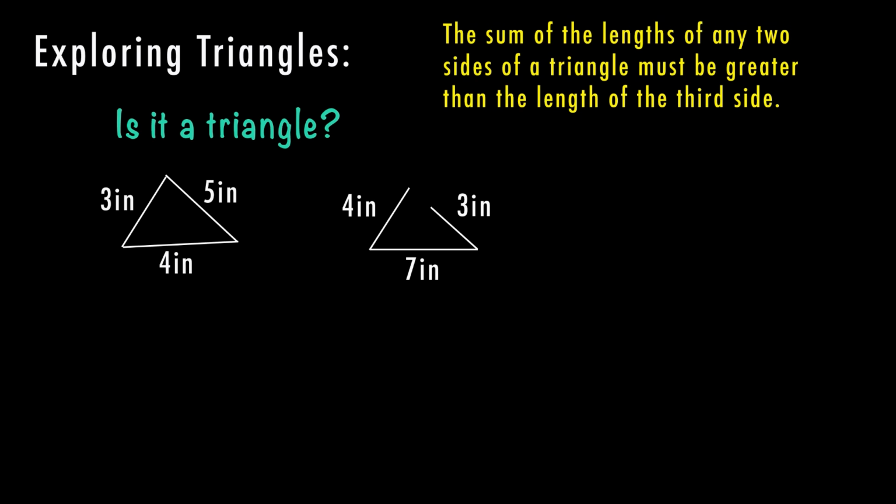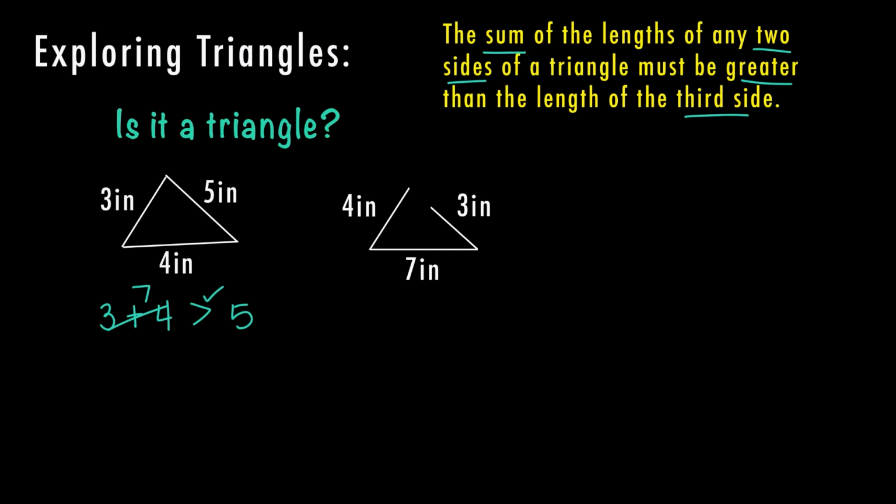In order to determine this, we have to follow the instructions here. And we know that the sum of two side lengths has to be greater than the third side length. So let's go ahead and test this out. We can say that 3 plus 4, is that greater than 5? And I can tell 3 plus 4 is 7, and 7 is greater than 5.